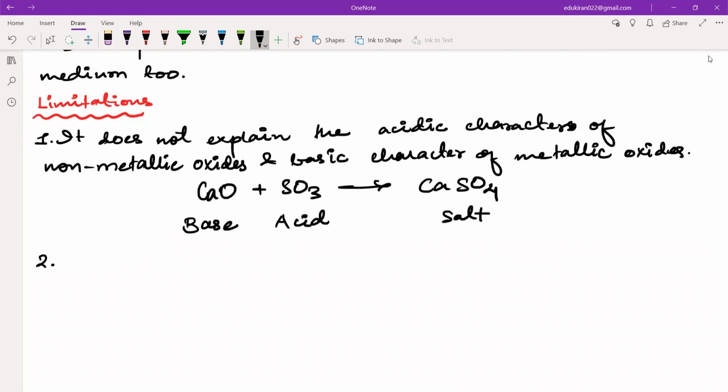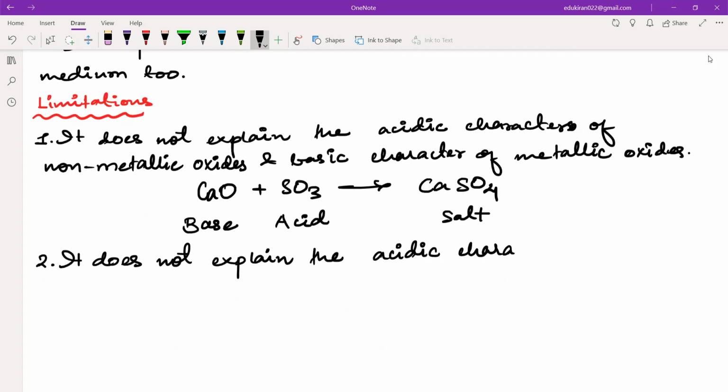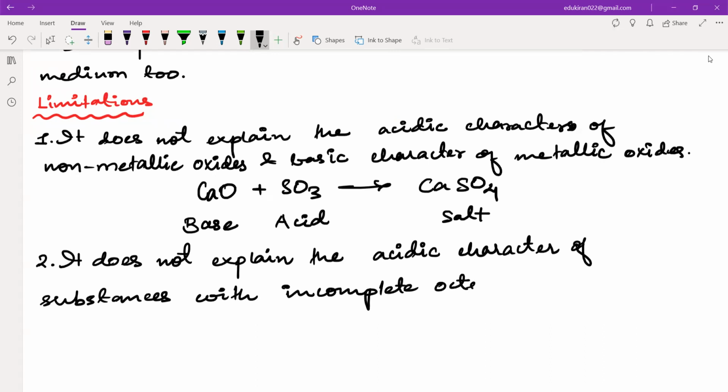Second point, it does not explain the acidic character of substances with incomplete octet, for example BF3, BCl3, AlCl3, etc. So write these 2 points in the limitations. Then we will move on to the Lewis concept.